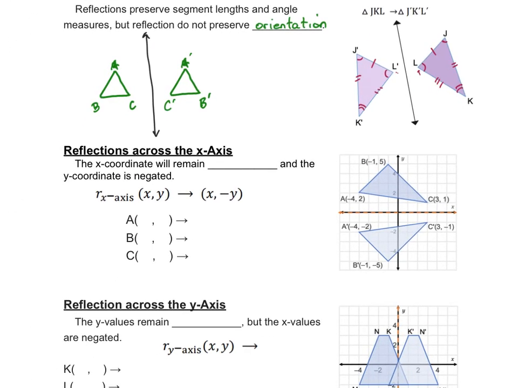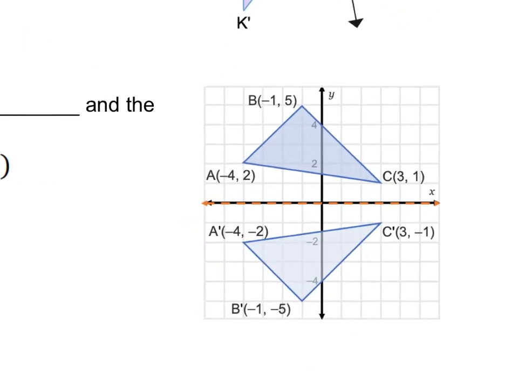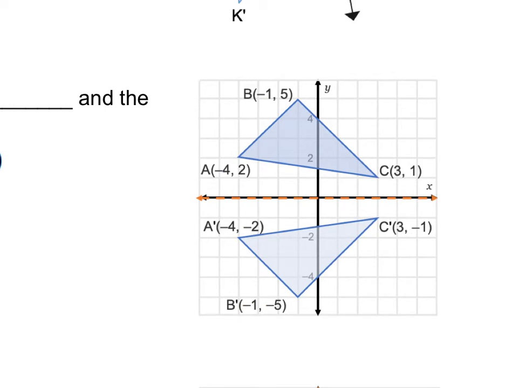All right, so reflecting across the x-axis, the x-coordinate will remain the same. Okay, just think about it here. If we talk about reflecting something over the x-axis, here is my x-axis. And if I just reflect something up or down over the x-axis, the x values are going to remain the same. The only thing that's going to change is going to be my y value. If I went from this point down here to this point, my y value went from +5 to -5. So my y values change, but my x values do not.